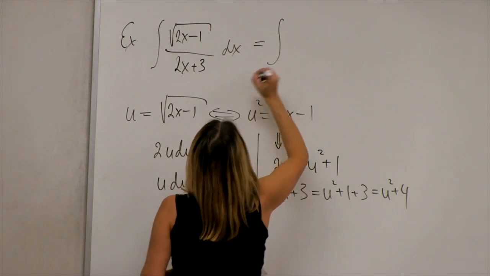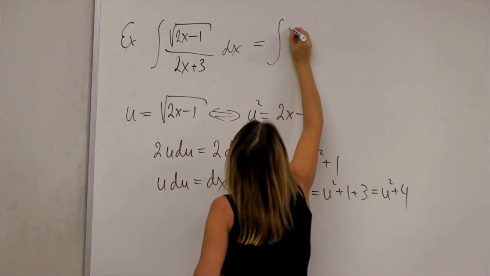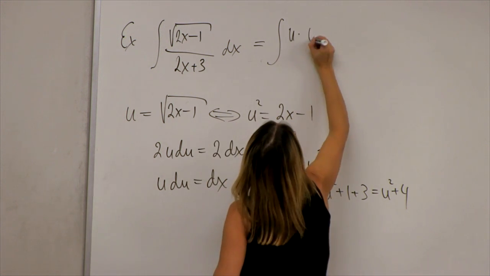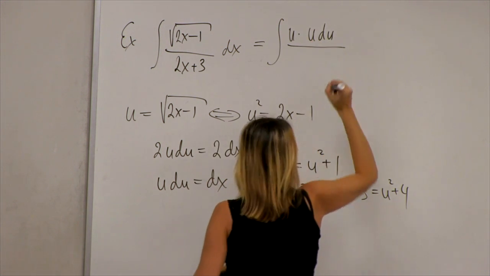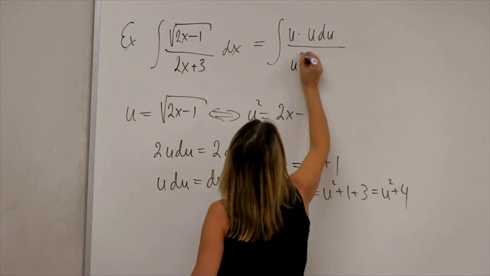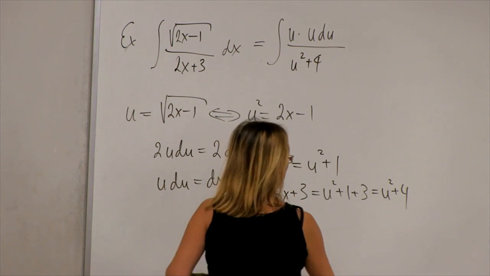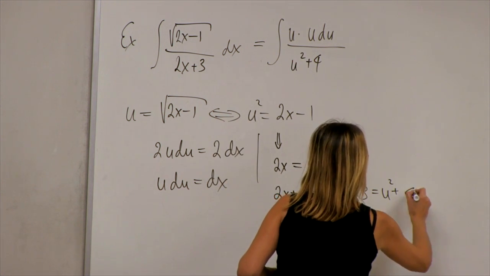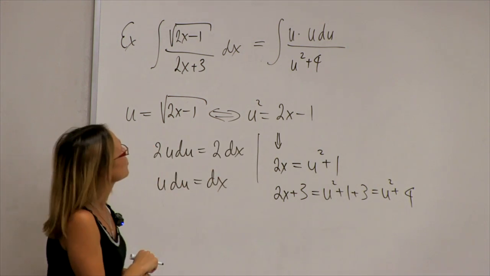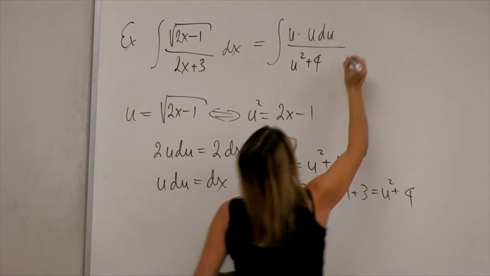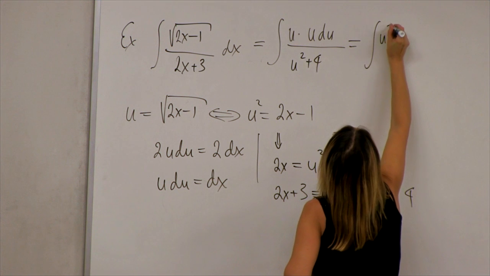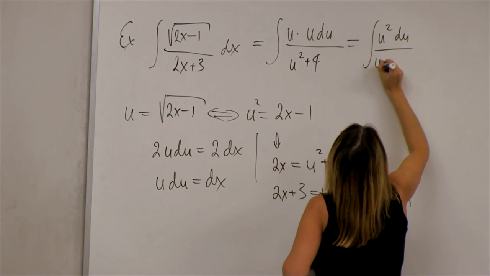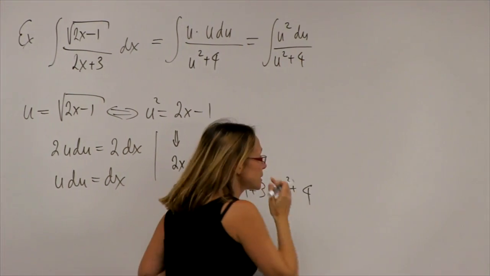Now we're ready to rewrite the whole thing in terms of the new variable. U times u du, and here I have u squared plus 4. Or, you know, we have u squared du over u squared plus 4. What is next?